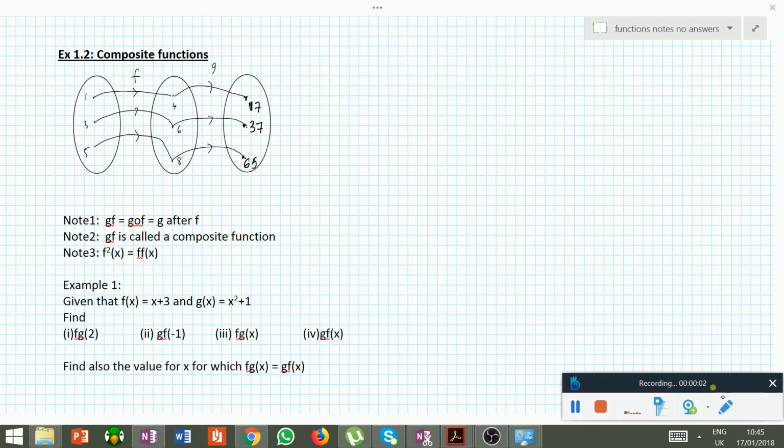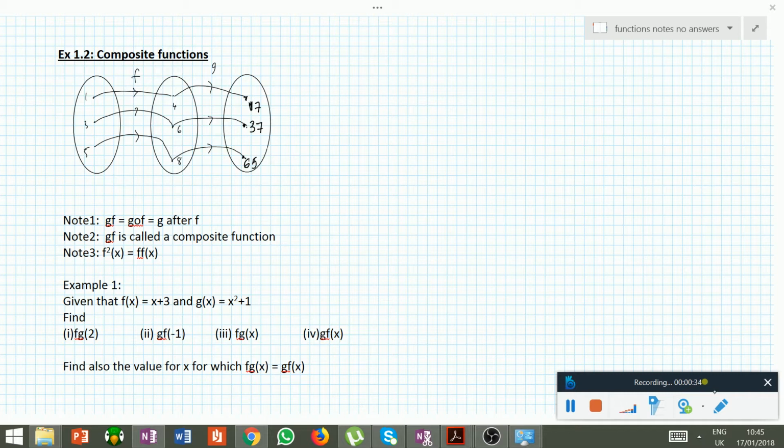Okay, so this time we're looking at exercise 1.2, and we call it composite functions. Composite functions are where you've got two functions, and you do one function first and then you perform the second function on a given input. Here's the notation. We call this G after F. It can be written GF, or GOF, where the little O signifies after. So G after F.